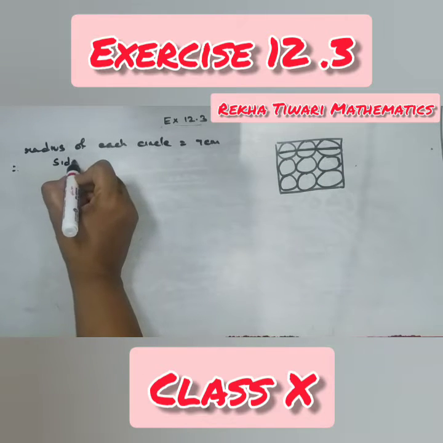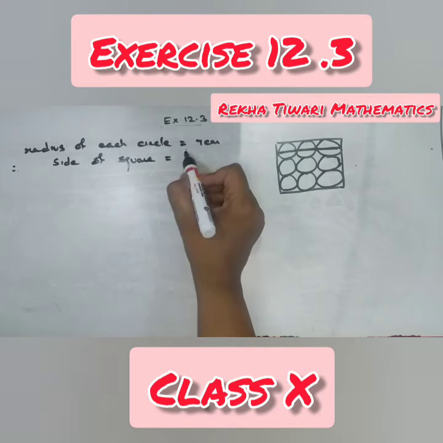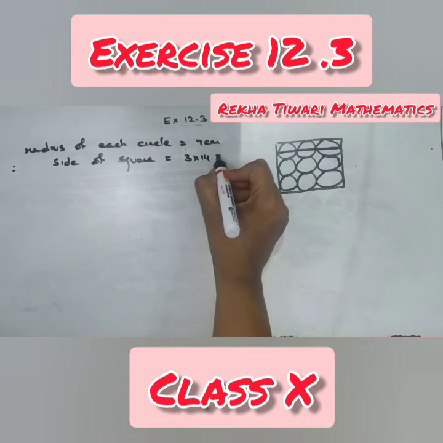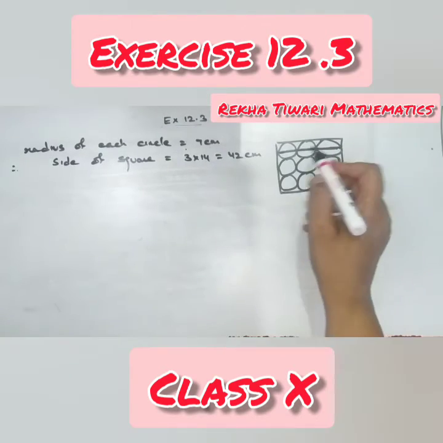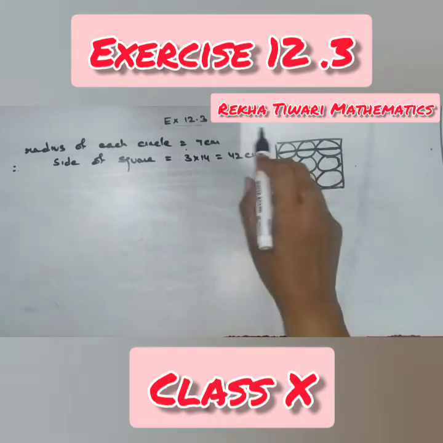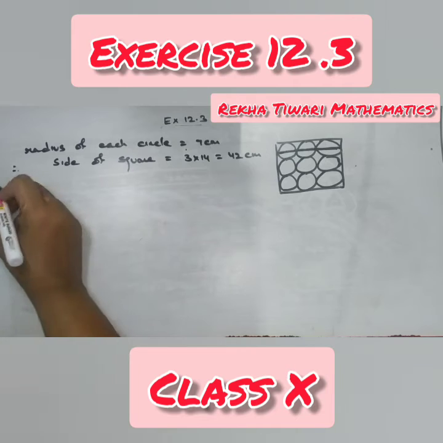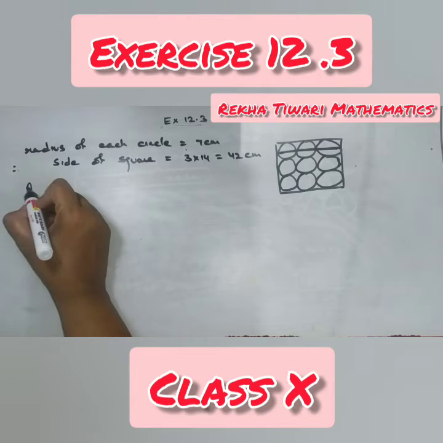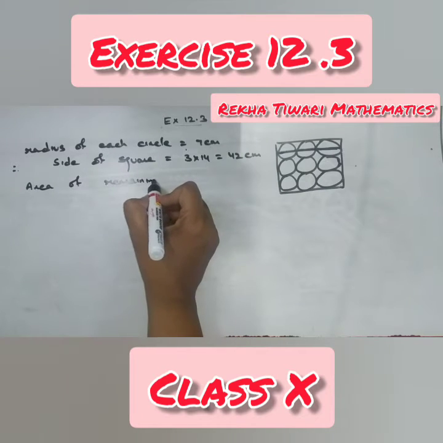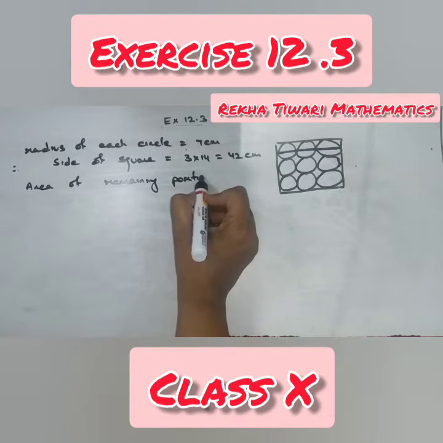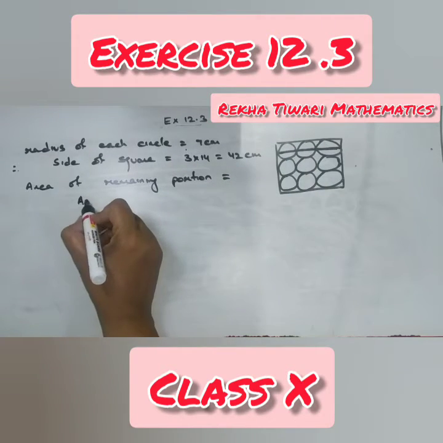Therefore, side of square is equal to 3 into 14, which is equal to 42 centimeter. Because there are 3 circles and 3 diameters combined to form the side of the square. The side of the square is 42 centimeter. Therefore, area of remaining portion is equal to area of square minus area of 9 circles.